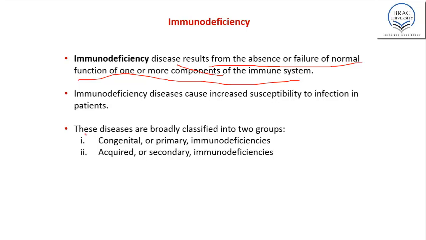These diseases are broadly classified into two groups. One is congenital or primary immunodeficiencies, and the second one is acquired or secondary immunodeficiencies. So immunodeficiencies are of two types: primary immunodeficiencies and secondary immunodeficiencies.